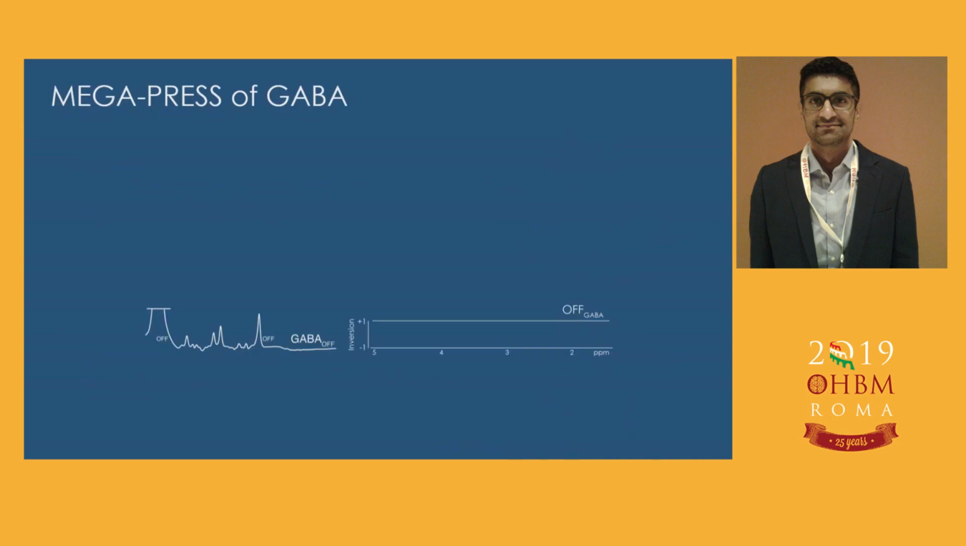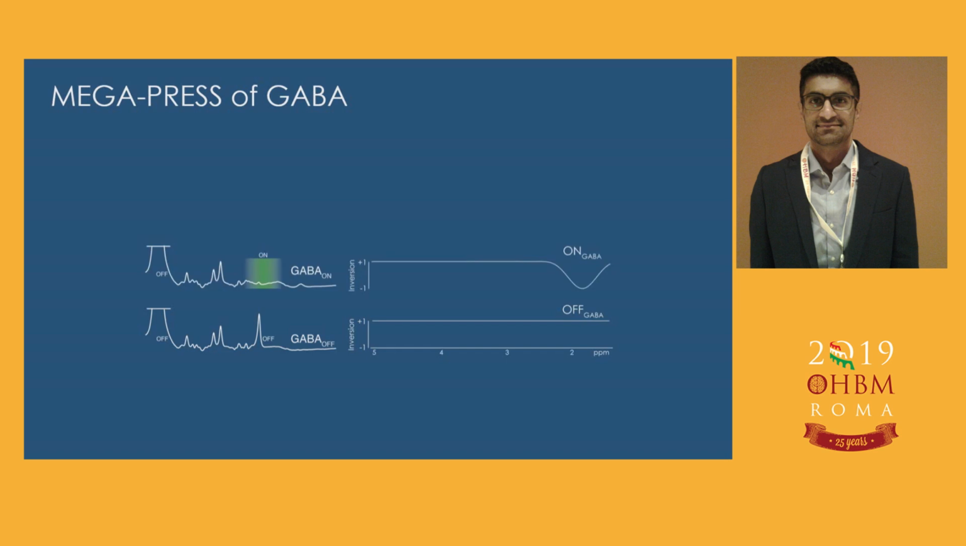So how do we perform MegaPress editing? It largely involves 2 steps. The first step is where you do not apply editing pulse, hence the edit off step. And then the second step is you're applying editing pulse during the localization sequence. So over here, you start with the edit off step. You do not apply any editing pulse. You end up getting a conventional MR spectrum.